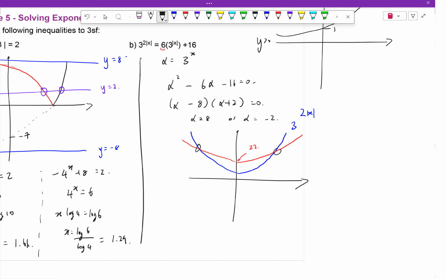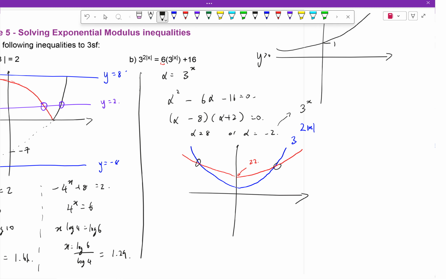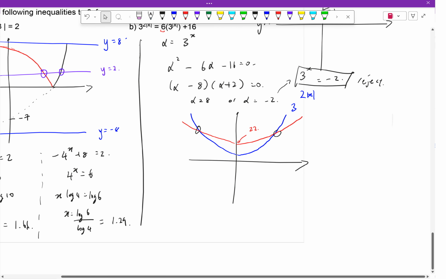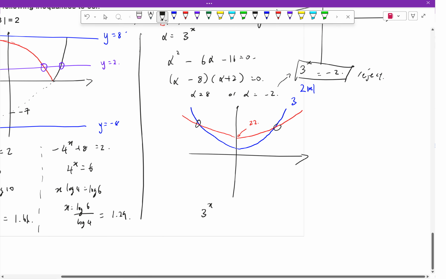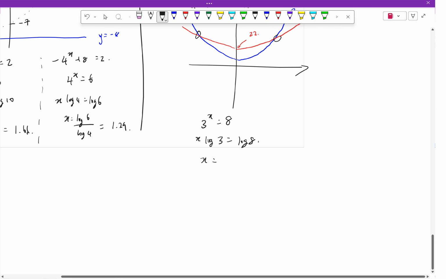But again, think about, we have to consider the log and also exponential. This one says 3 to the power of x equals to negative 2, which does not make sense because there's no such thing for the range, so reject. So we are only focusing on alpha equals to 8. So that results into 3 to the power of x equals to 8. So log of 3^x, x log 3 equals to log 8, which is x equals to log of 8 over log of 3.